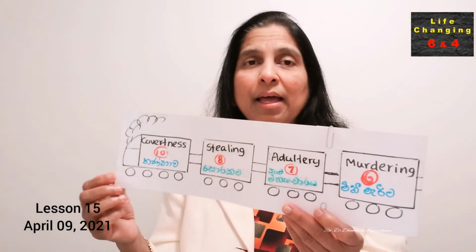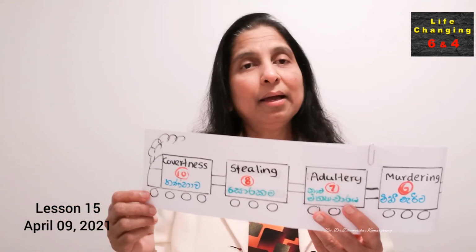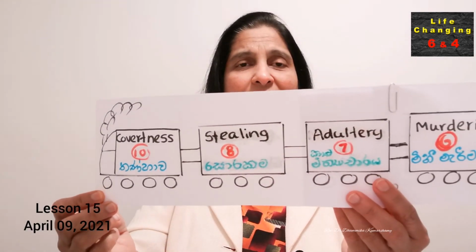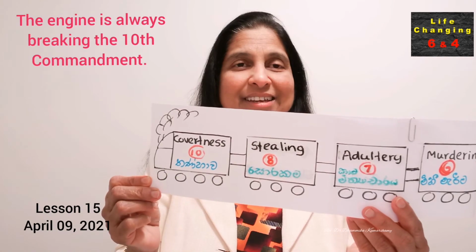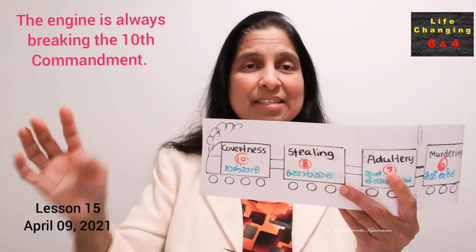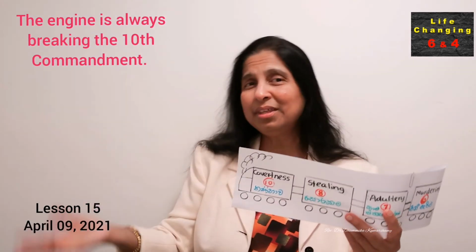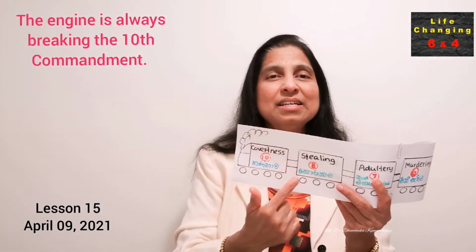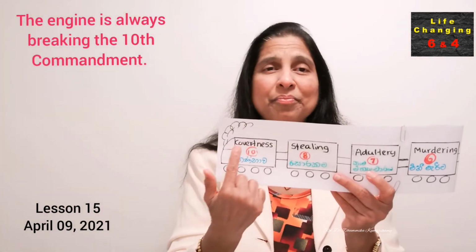Now I want to show you one thing. It's not done yet. This train is not completed yet. But before that, I want to show you, see the engine. Whatever train comes, see, the first thing, the engine, is the 10th commandment. Why? Any sin or every single sin starts from the mind. Without thinking or planning, we cannot do any sin. Any good thing, any bad thing, we need to think. So every single chain, every single sin, every single commandment broken starts from thought.